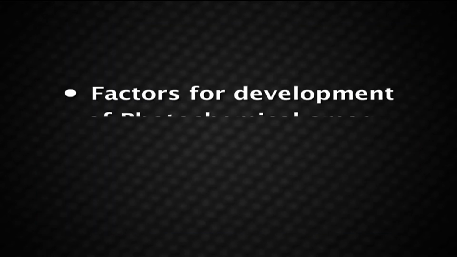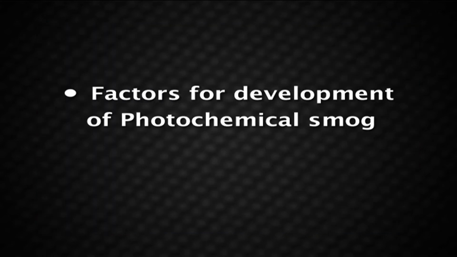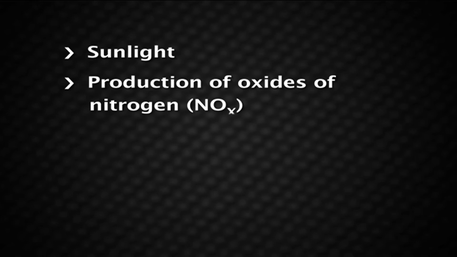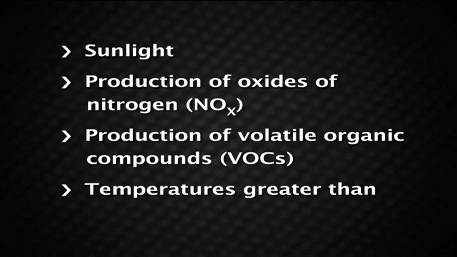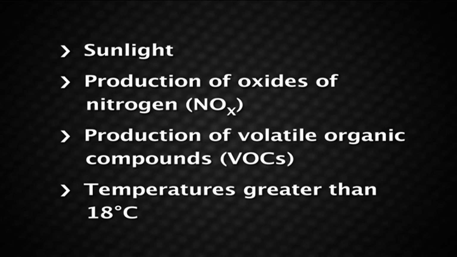Now, the factors for development of photochemical smog. For the commencement of the chemical processes in photochemical smog, the following conditions must occur. First, sunlight, then the production of oxides of nitrogen, then the production of volatile organic compounds, and lastly, the temperature should be greater than 18 degrees Celsius. If all these criteria are met, several reactions will occur producing the toxic chemical constituents of photochemical smog.